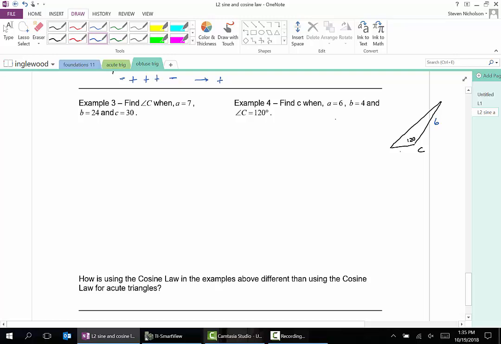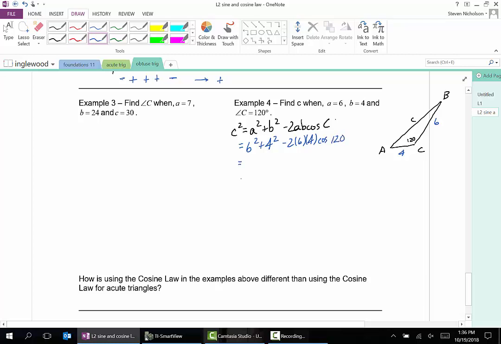I'll put A right there, 6, and little b right there. So big A, big B, and what we want to know is we want to find little c. So I'm going to write down the cosine law. It's always a good habit to get into. And then I'm just going to plug everything in. So we have 6 squared plus 4 squared minus 2 times 6 times 4 times the cosine of 120.